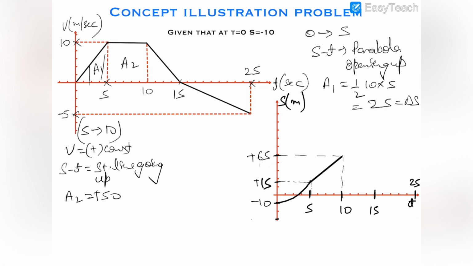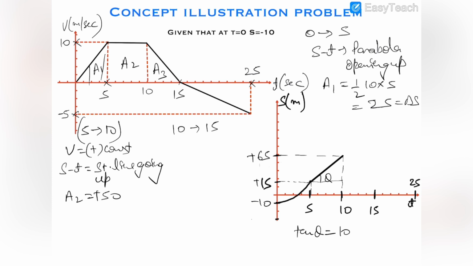This is the graph. So let us see that if this angle is theta, then tan theta would be the slope of the ST graph, and this is the velocity. So velocity is 10 in this interval. So this tan theta is 10.